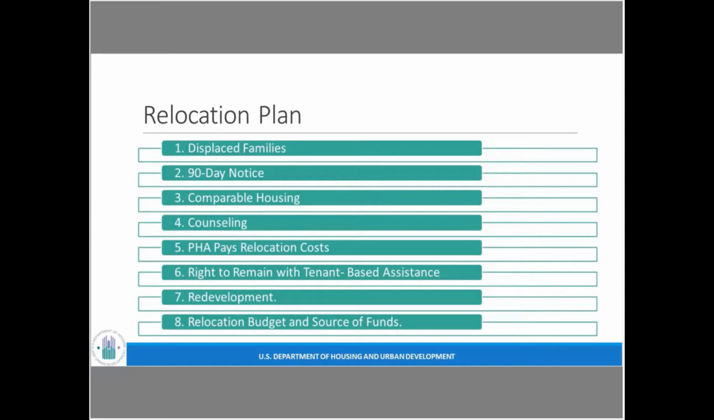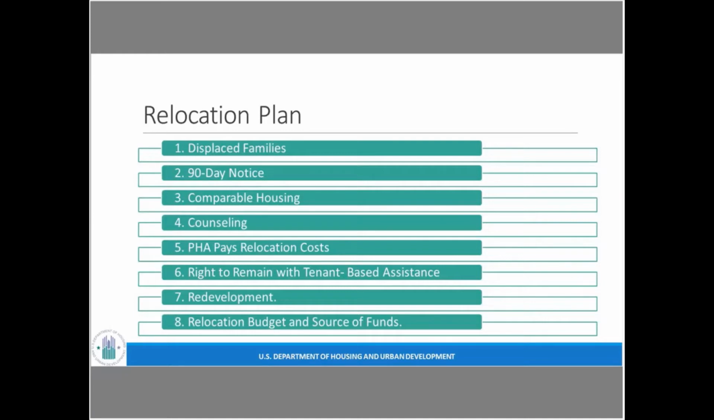Yeah, it's a key and important point. Again, all families are displaced. When they're offered tenant-based assistance, they can stay if the project will be used as rental housing, or they can move. If they choose to move at the time of conversion, the PHA must pay actual and reasonable relocation expenses.